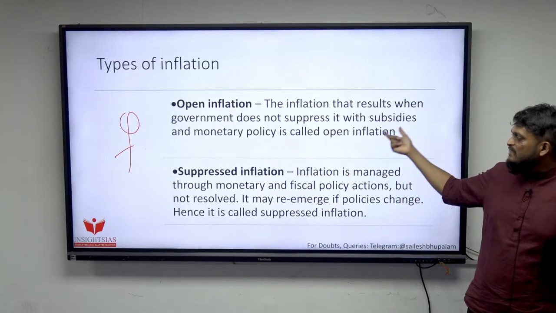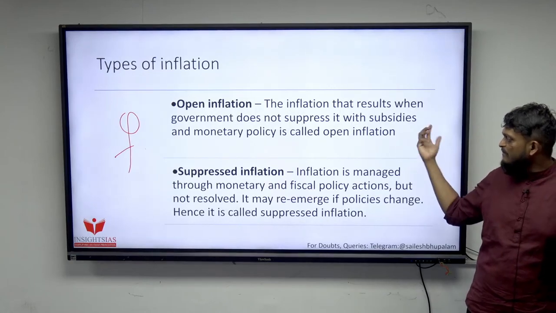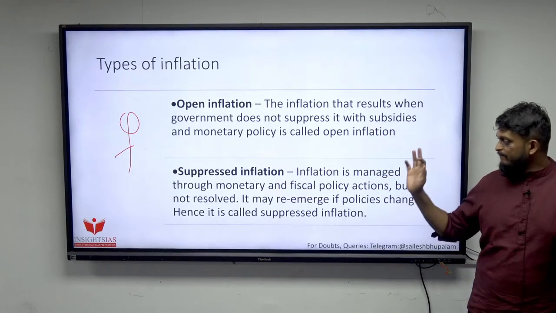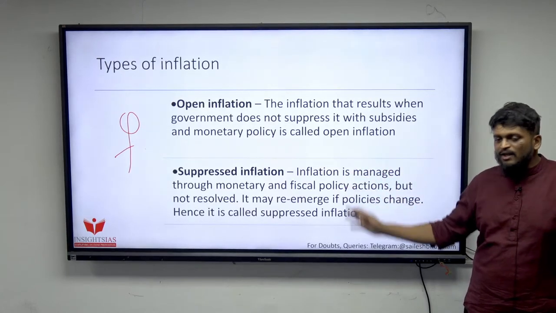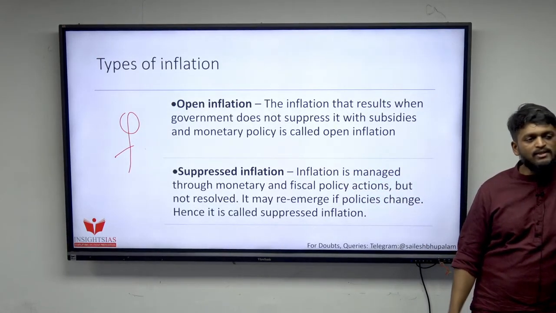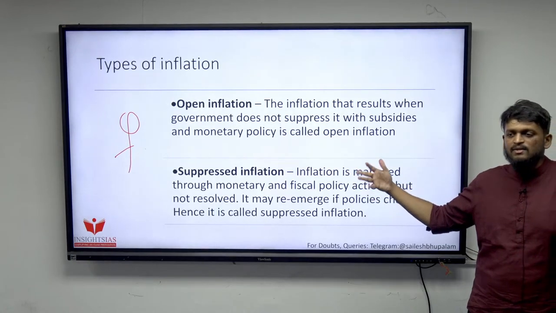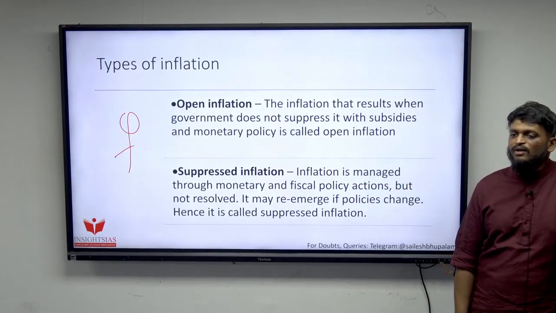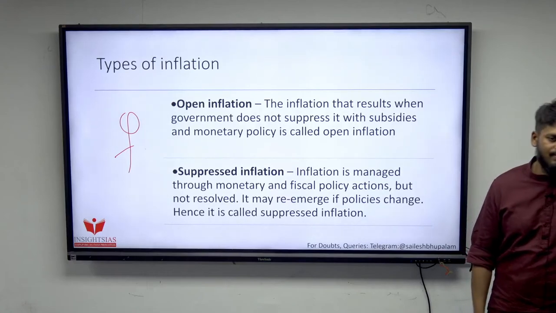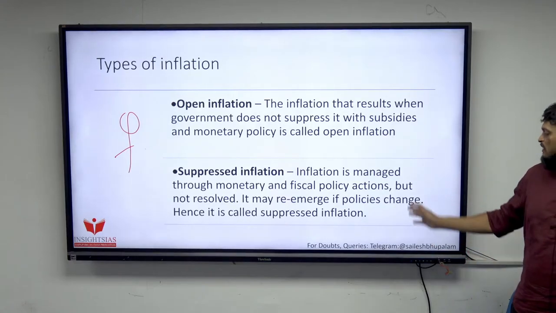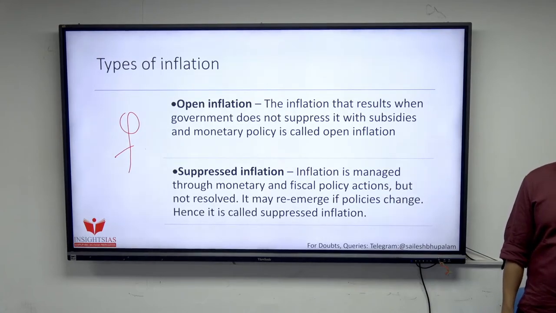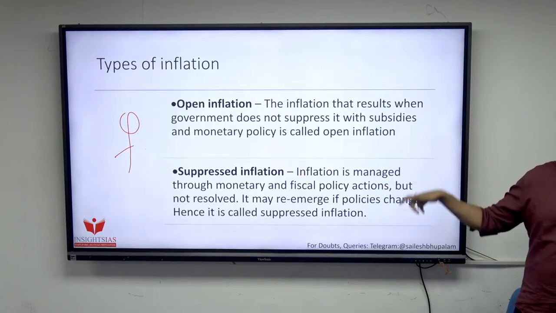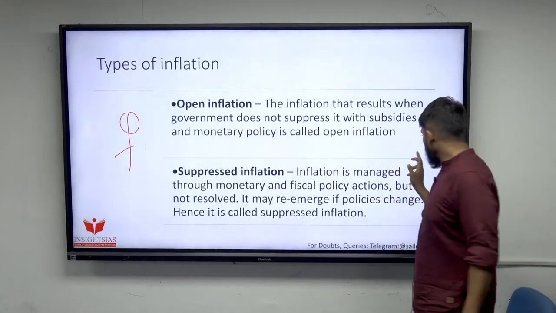Open means inflation that results when the government does not suppress it with subsidies or monetary policy. Suppressed means we are suppressing it, that means using subsidies, etc. But the root cause is not resolved. The root cause is coming from maybe an oil price increase or something else. We have not yet resolved the root cause. Right now we are just addressing the symptoms, that means the increase in prices. So it may re-emerge if policies change. That is what is called suppressed inflation. You understood the difference between open and suppressed.